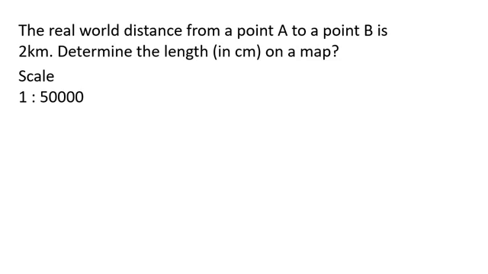They said the real world distance from a point A to a point B is 2 kilometers. So that's the real world. In real life, from A to B is 2 kilometers. Determine the length in centimeters on a map. Maybe this is your house and this is your friend's house and it's 2 kilometers. But now if we put that on the map, they want to know what that distance is going to be. How many centimeters will it be?